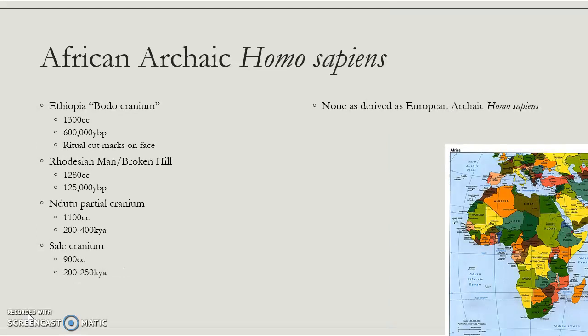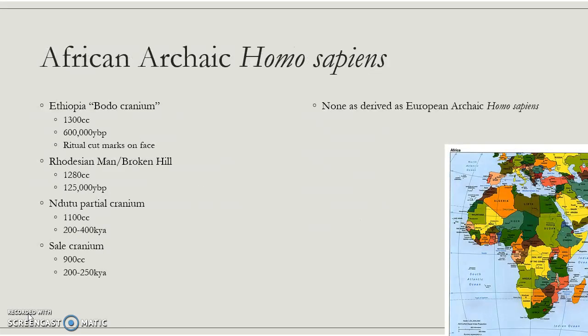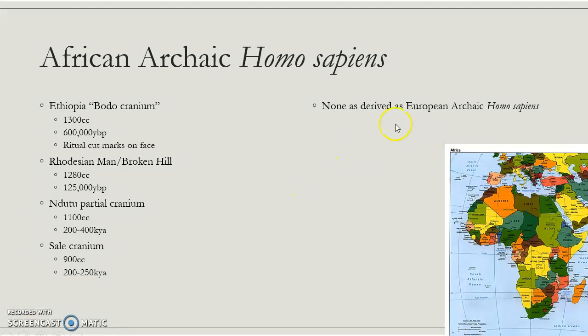We see the first Archaic Homo sapiens in Africa, and that is actually really important. So then we see Archaic Homo sapiens in Europe after that. So we are going to talk about where we think Homo sapiens evolved, and that becomes a bit of an issue. So, for instance, around 600,000 years ago in Ethiopia, we have a fossil that we classify as an Archaic Homo sapien. In Ndutu, we have one 400,000 years ago, and these are not as derived as the European fossils that we find.